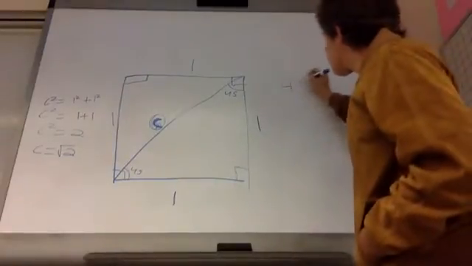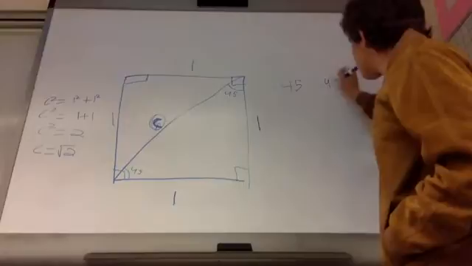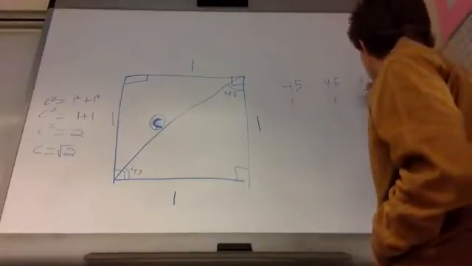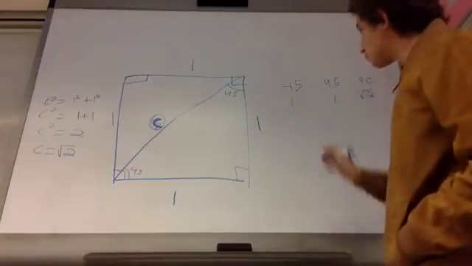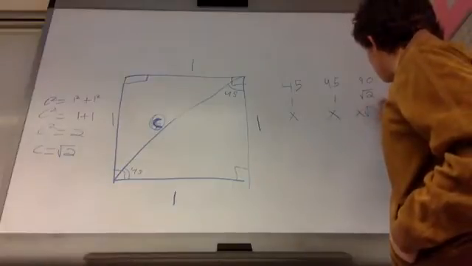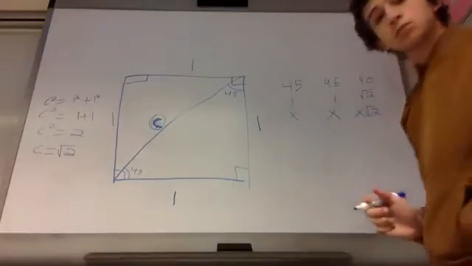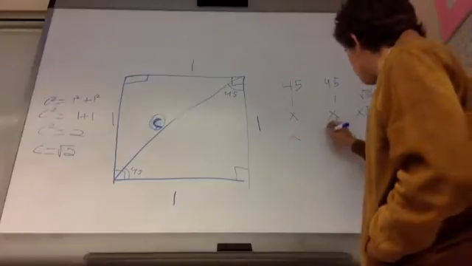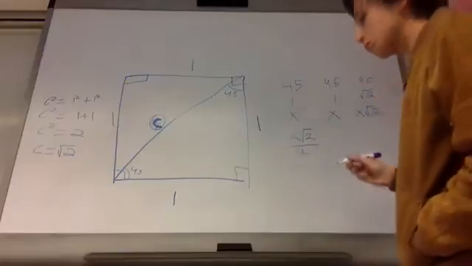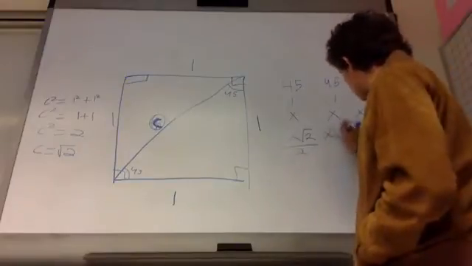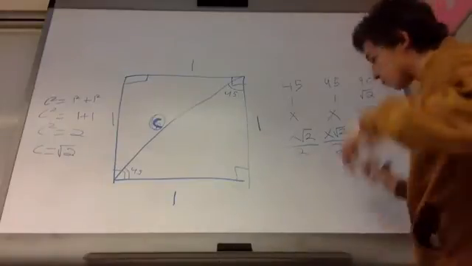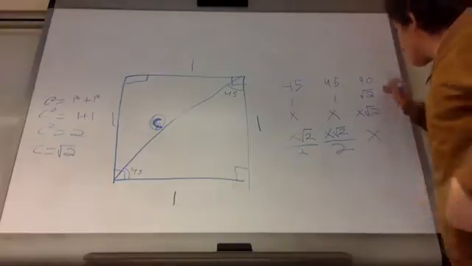So once again, we go 45, 45, and 90. So under the first 45, we can put 1, 1, and then root 2. For the next row, x, x, and x root 2. And finally, x root 2 over 2, x root 2 over 2, and then x for the 90. So, like the other table, depending on what you're given first, you can easily use the ratios, and you can find the other sides really, really easily.